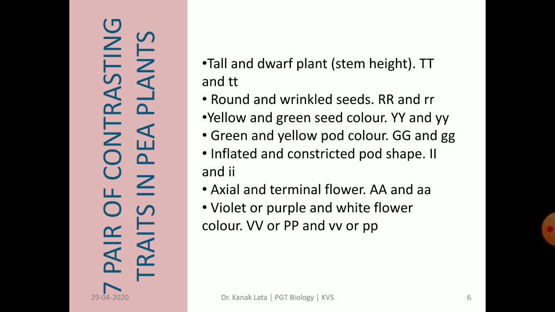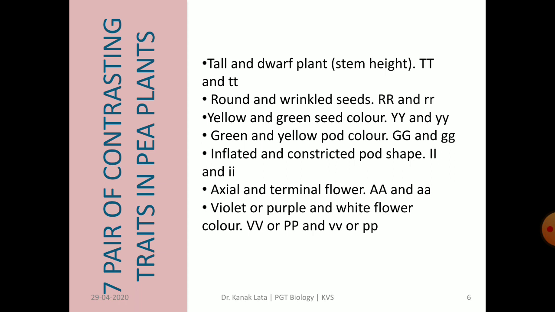The next topic we will see is the 7 pairs of contrasting traits or characters. First is tall and dwarf plant. It is due to stem height, where tall is dominant, denoted by capital T, and dwarf is recessive, denoted by small t. The second trait is round and wrinkled seeds. Here round is dominant, denoted by capital R, and wrinkled is recessive, denoted by small r.